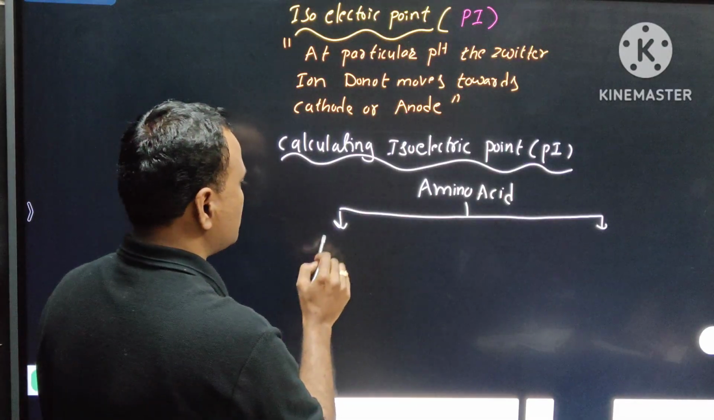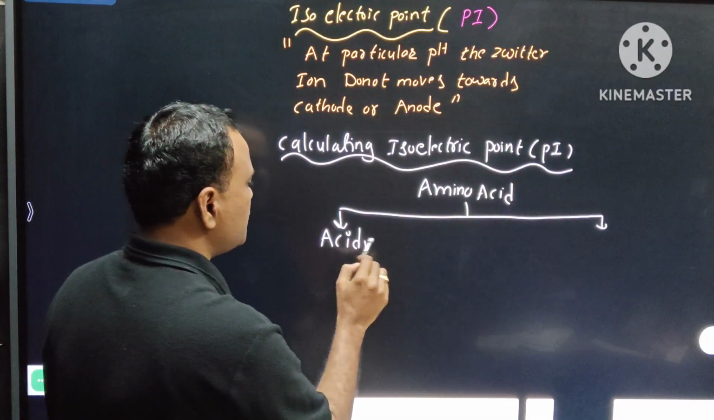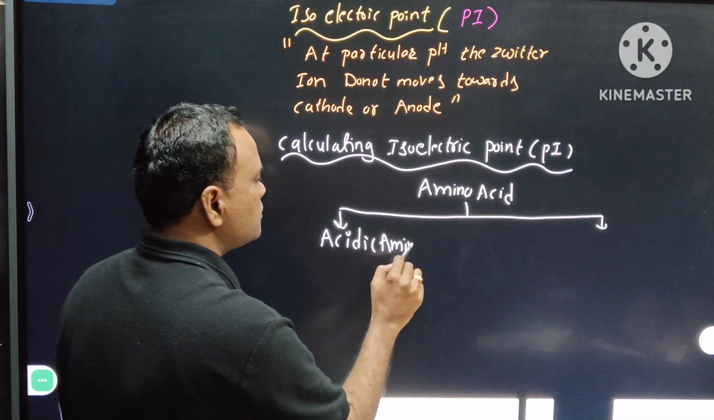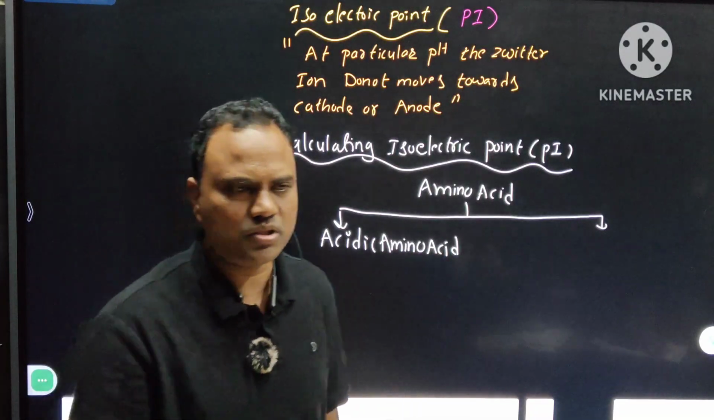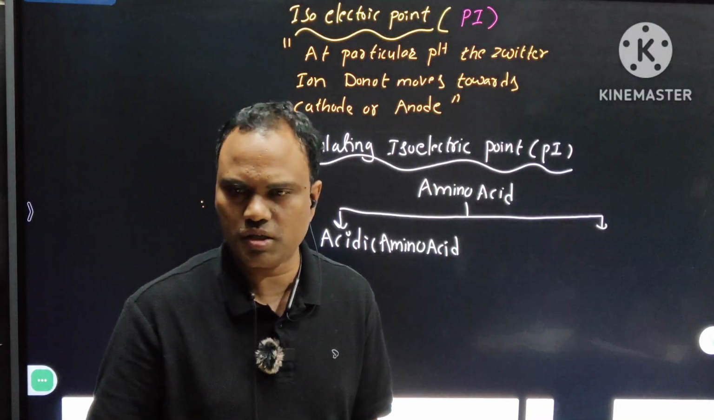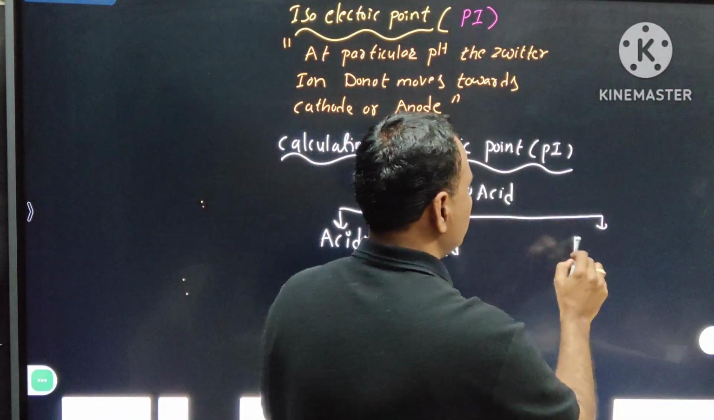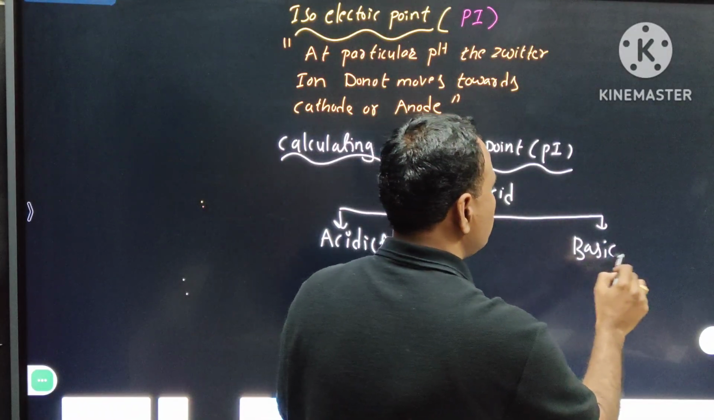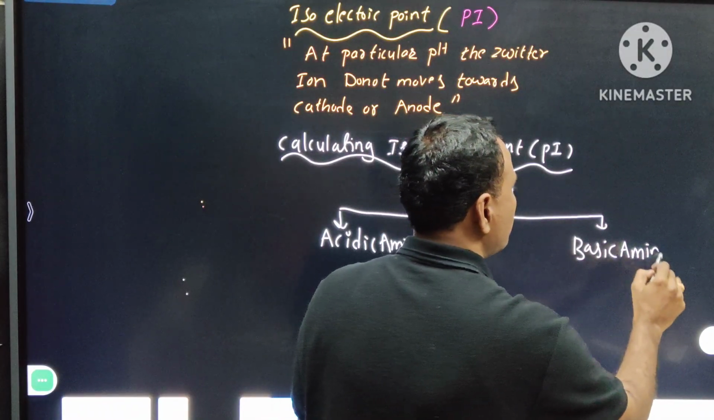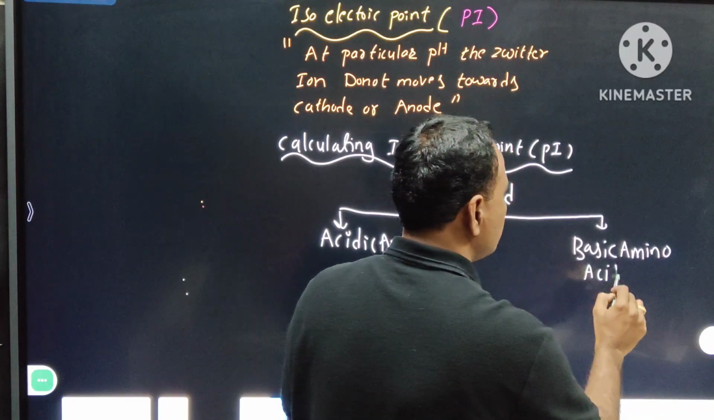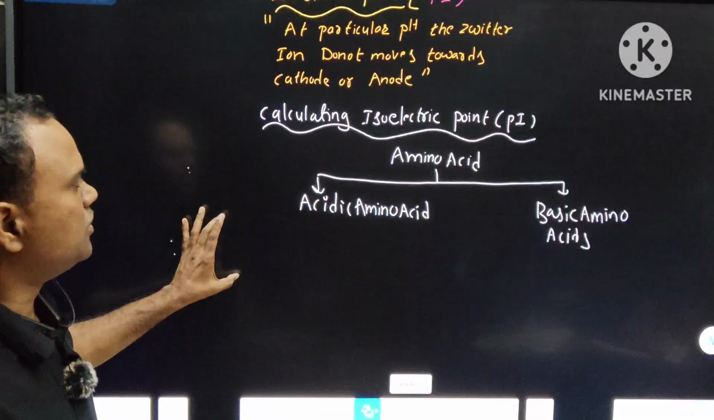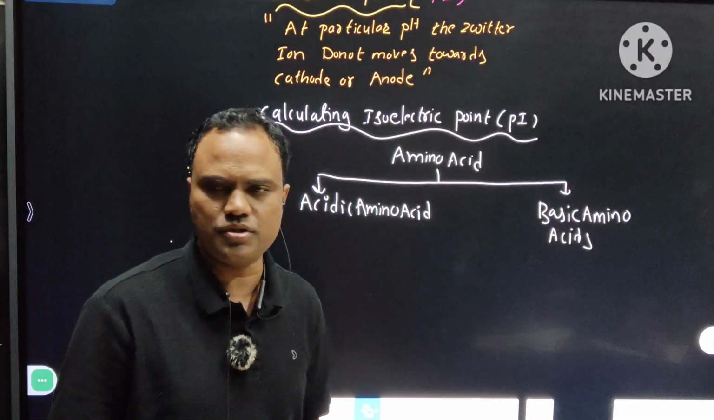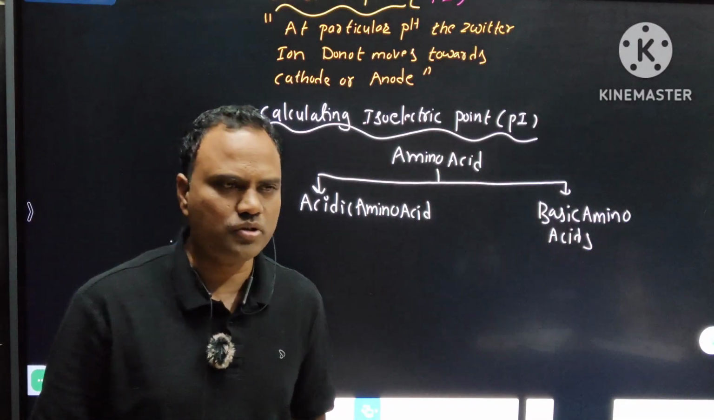In case of acidic amino acid, it means the amino acid in which more acid groups are present, more COOH groups are present. Basic amino acid means more NH2 groups are present. So we have two formulas to calculate isoelectric point in case of acidic amino acid and basic amino acid.